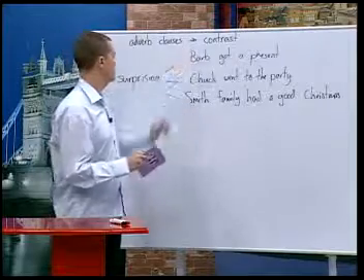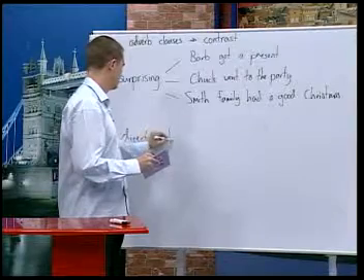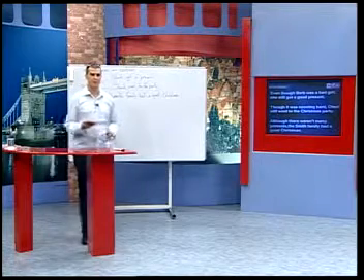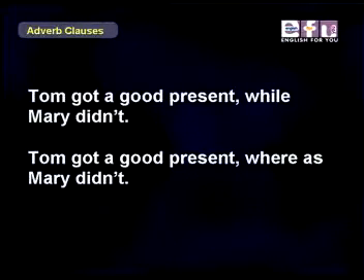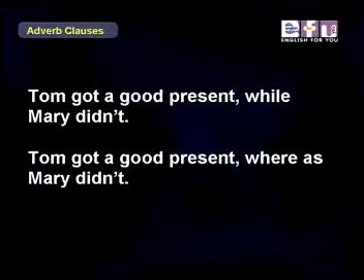Okay, the second is adverb clauses of direct contrast. Here are some examples. Tom got a good present while Mary didn't. And Tom got a good present whereas Mary didn't. The two clauses in these sentences are opposites. In the main clause, something good happened. Tom got a good present. In the adverb clause, something bad happened. Mary didn't get a good present.